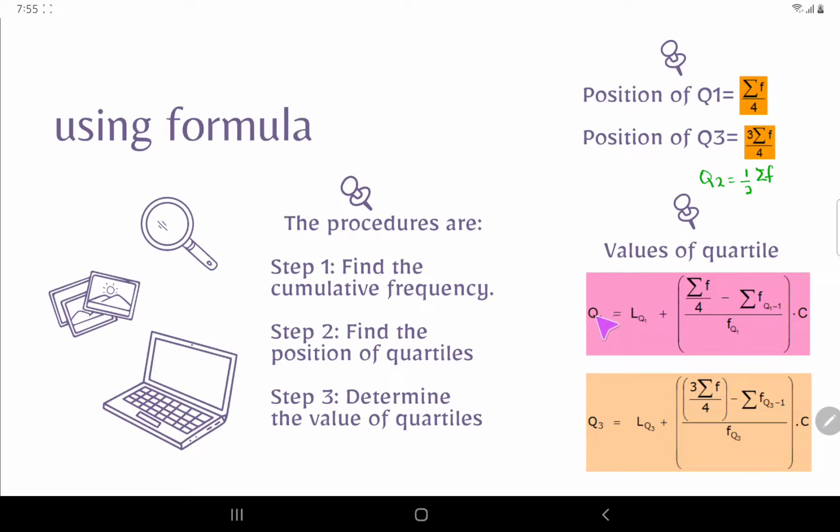So for Q2, we can change it here: LQ2 plus 1/2 multiplied with total of F minus the cumulative frequency before the second quartile class, divided by the frequency of the second quartile class and multiplied with C. That's for Q2. Or, to find Q2 simply, you can subtract Q1 from Q3. You have the value of Q1 and the value of Q3, so just subtract them to get Q2. So there are two options to find Q2: subtract Q1 from Q3, or put it into the Q2 formula I asked you to modify earlier.